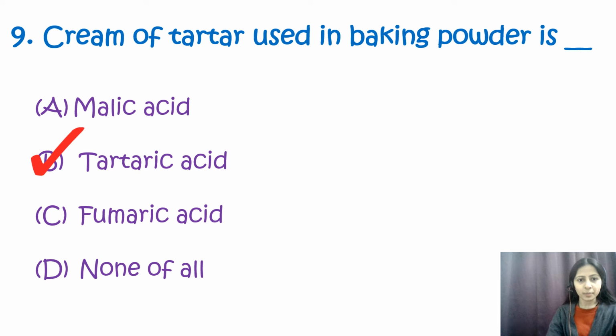Malic acid is a naturally occurring substance which is found in fruits and vegetables, notably in apples. It contributes a sour taste to these fruits, and it is also used as a food additive to enhance flavor. Whereas fumaric acid is used as an acid regulator in food products, and it is not specially associated with baking powder. So over here the correct option is option number B, that is tartaric acid.